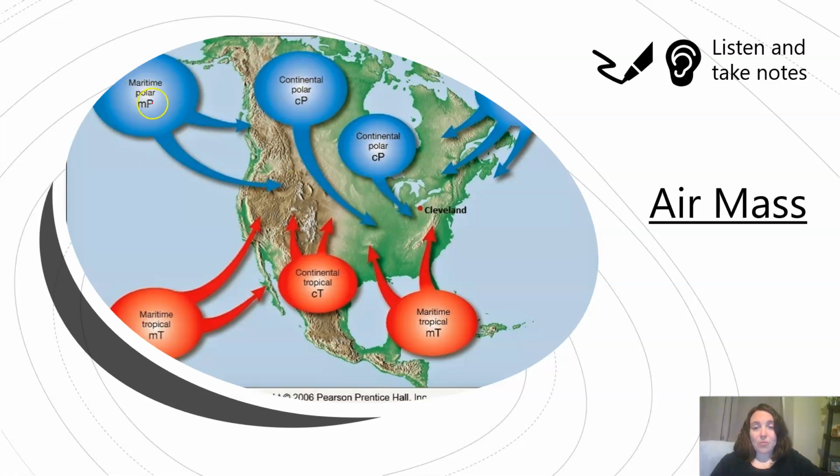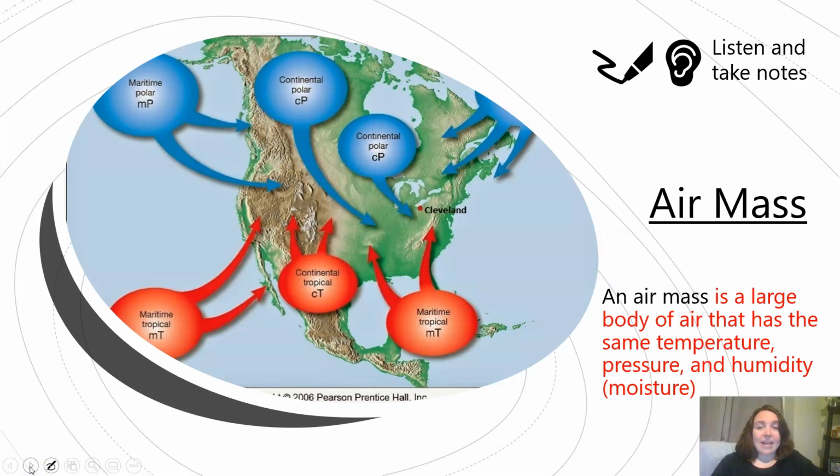As you can see, over the United States, there are several different air masses. An air mass is a large body of air that has the same temperature, pressure, and humidity. Humidity refers to how much moisture or water is in the air.